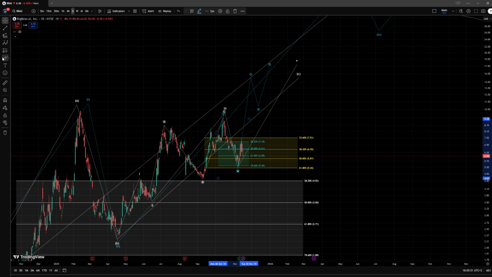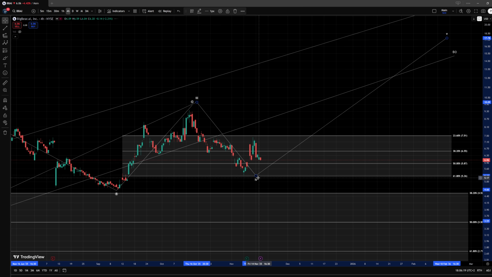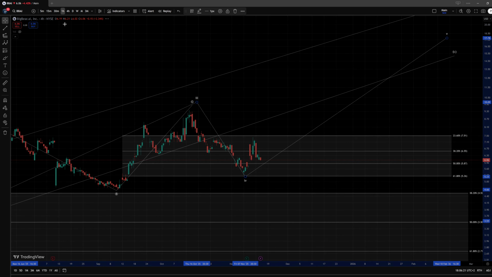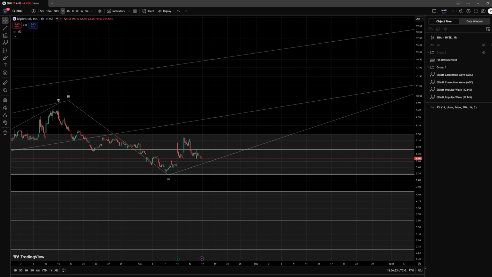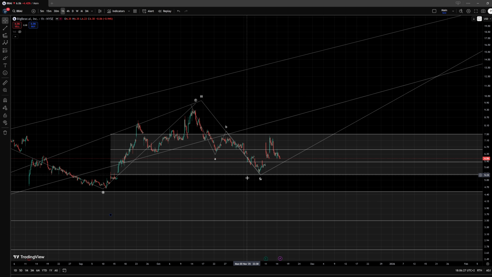So for now, we will solely focus on this idea of the ending diagonal within the wave C, within which we have maxed out pretty much the area of support in this wave 4 correction, and we are looking to see if we can manage to form the fifth wave to the upside. So far, so good. We have formed a small ABC within this wave 4. We have the correction complete.